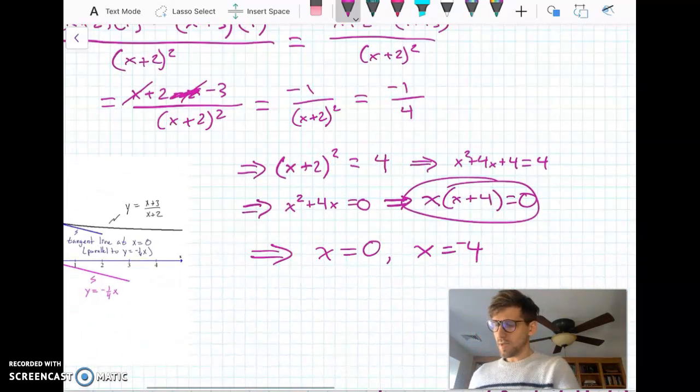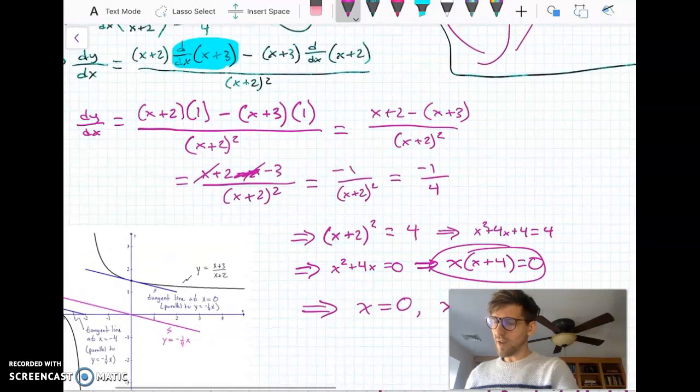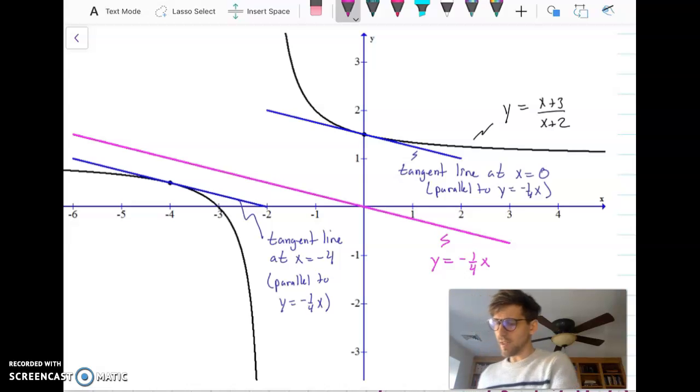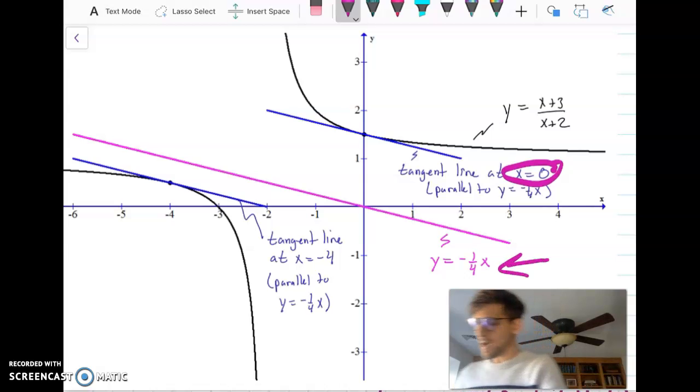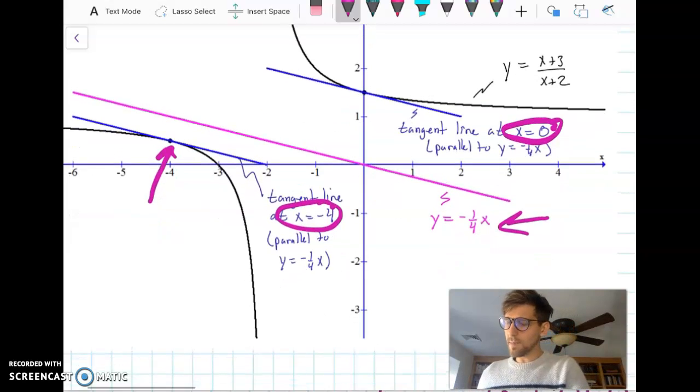So what that means is at those two values, this rational function, which looks like this, is going to be at that instant parallel. And looky here, the tangent line at x equals 0, which was one of our solutions, for a moment is parallel to our line y equals negative 1 over 4x. And at our second solution, x equals negative 4, the tangent there is also parallel, because the derivative at both of those points is negative 1/4.